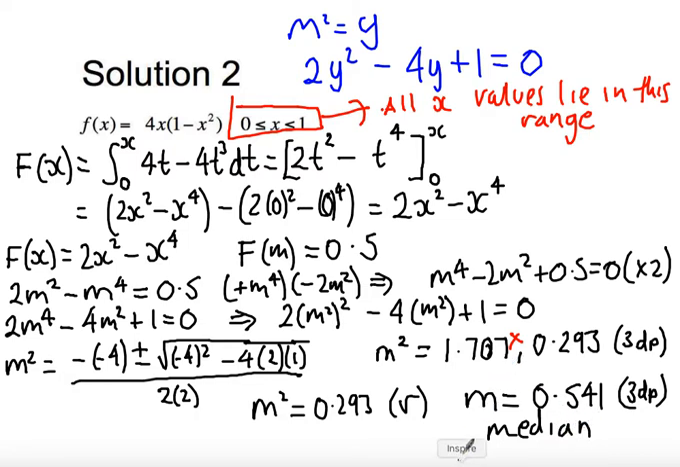Let's have a look now. Part B said to find the lower quartile. So we're going to follow exactly the same method as we have done for the median. It's just that the function will be equal to 0.25. So let's go on to a new slide. We had that f of x is equal to 2x squared minus x to the power of 4.